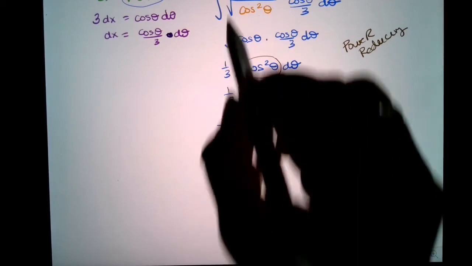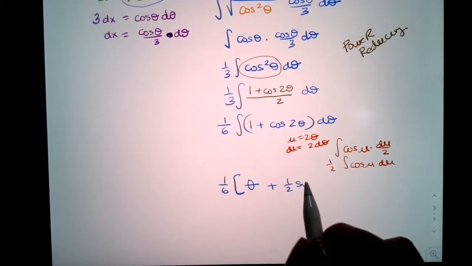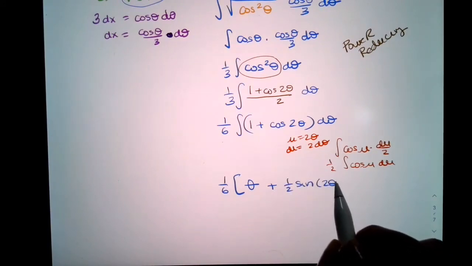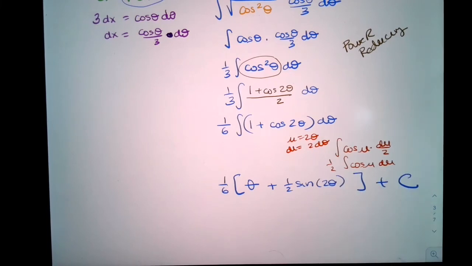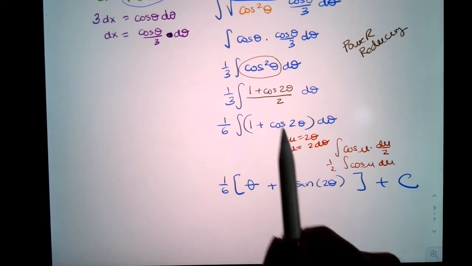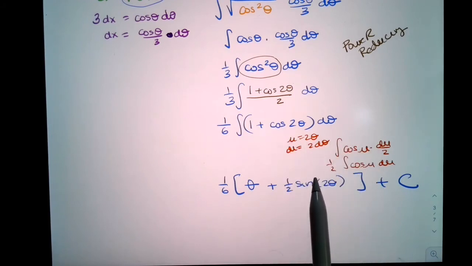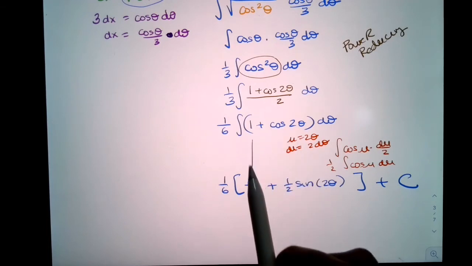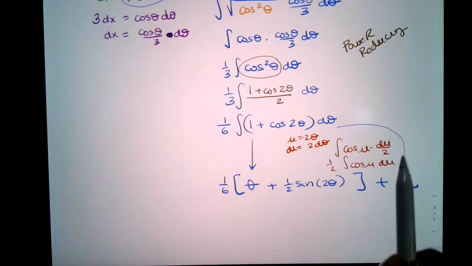So that means my antiderivative is 1/2 sine of u. Well, that's 2 theta. And then outside this whole thing I have that constant of integration, right? I just had to do this little detour of a u substitution. Some of you might be able to do that in your head, and that's fine. So the integral of 1 there is theta, and the integral of cosine 2 theta, this big detour over here, gives me that term.